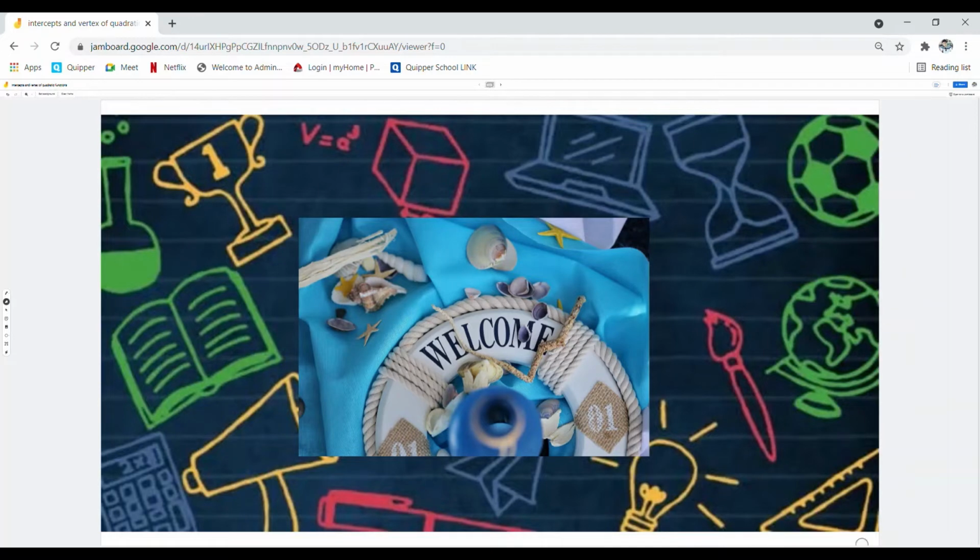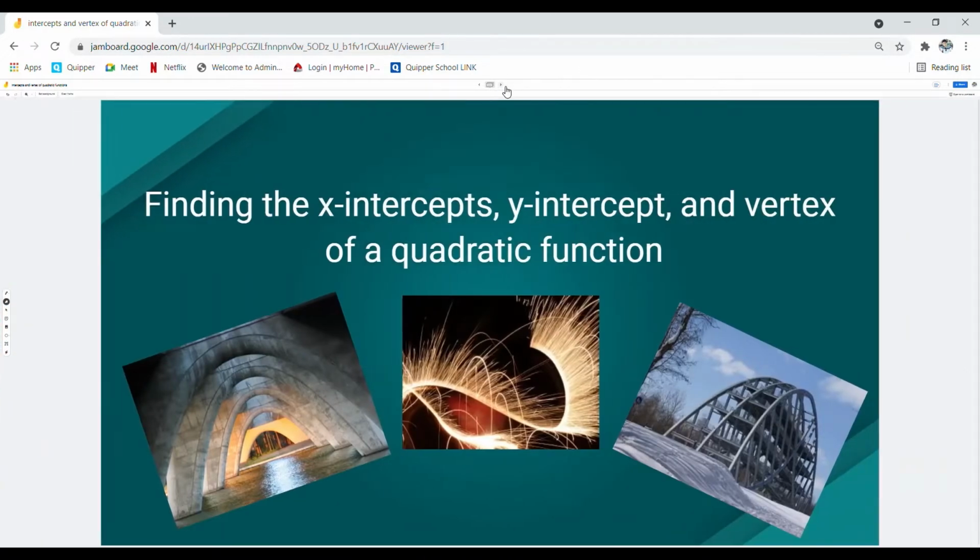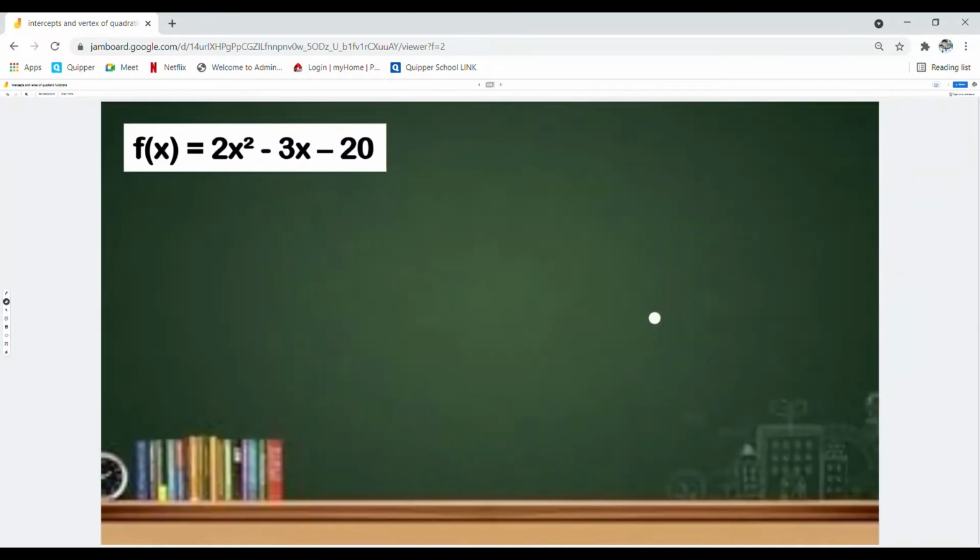Today we'll be doing a short video tutorial for the topic finding the x-intercepts, the y-intercept, and the vertex of a quadratic function. And let's recall that we could have at most two x-intercepts and one y-intercept in a quadratic function. Okay, and then bonus we will solve for vertex.